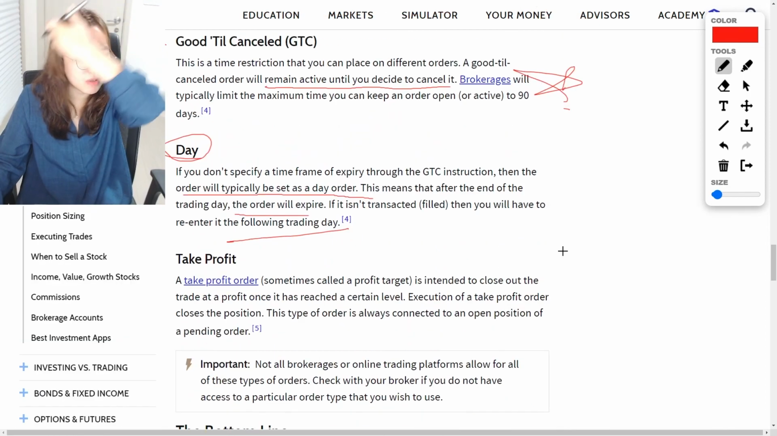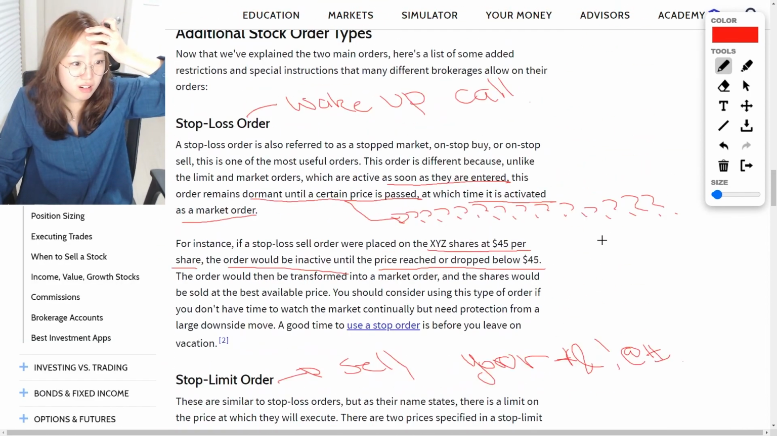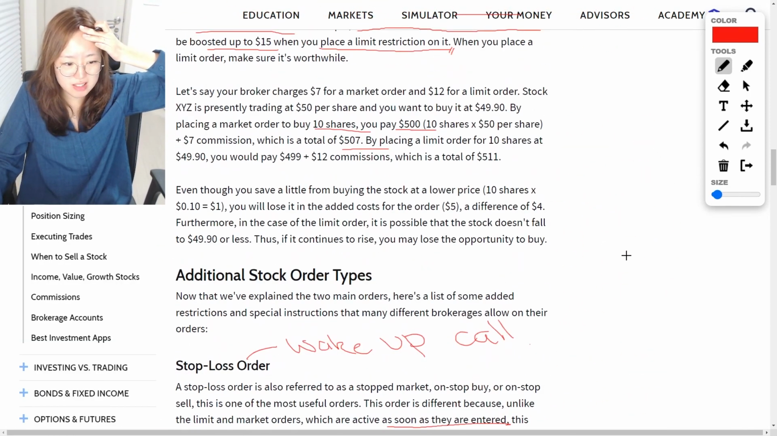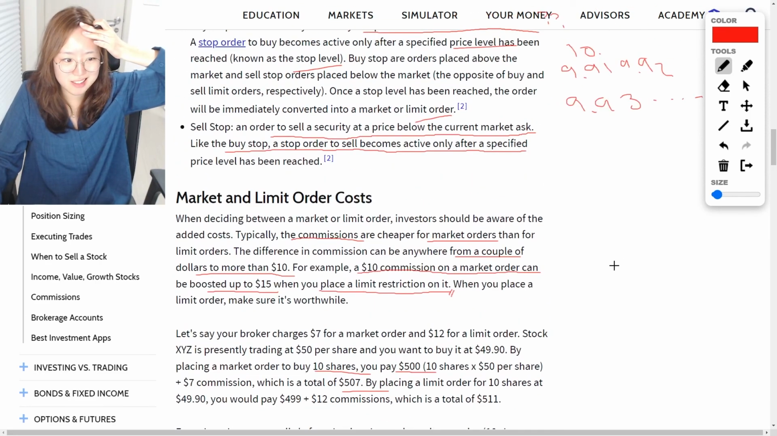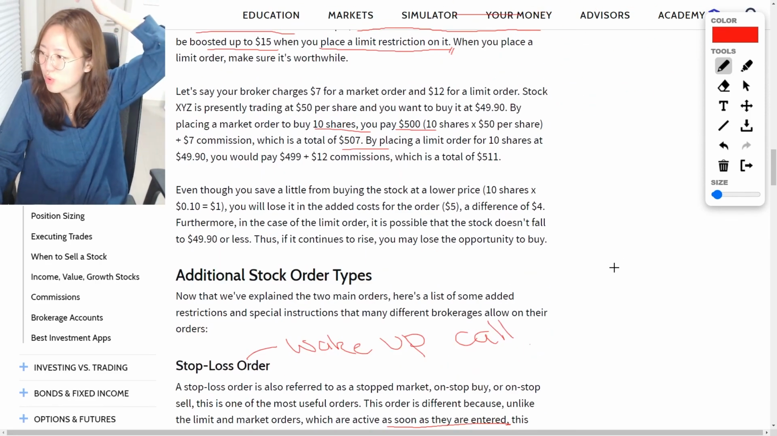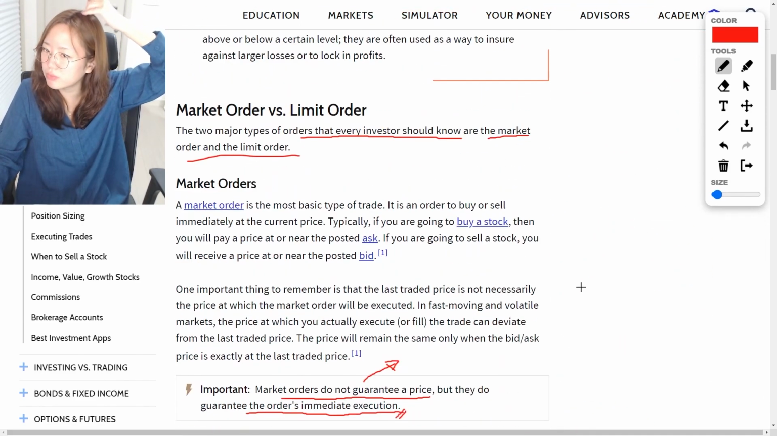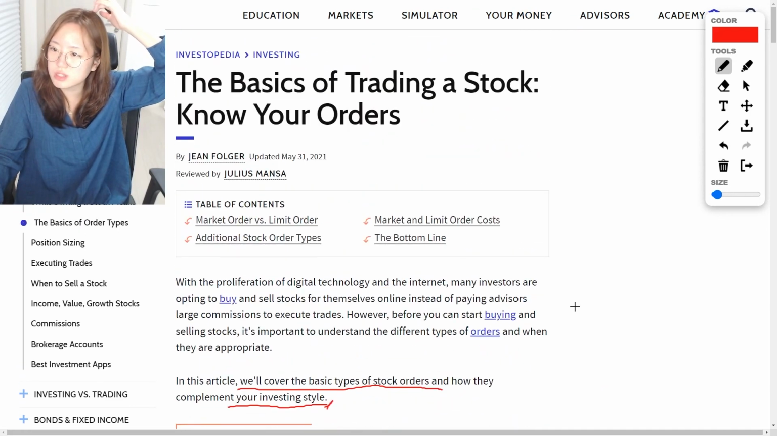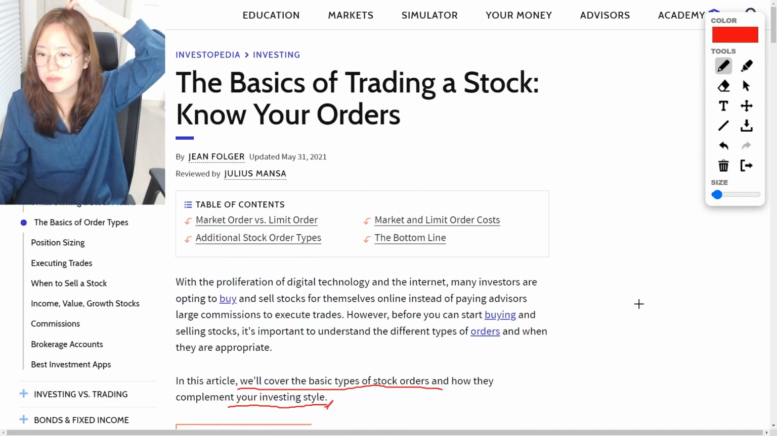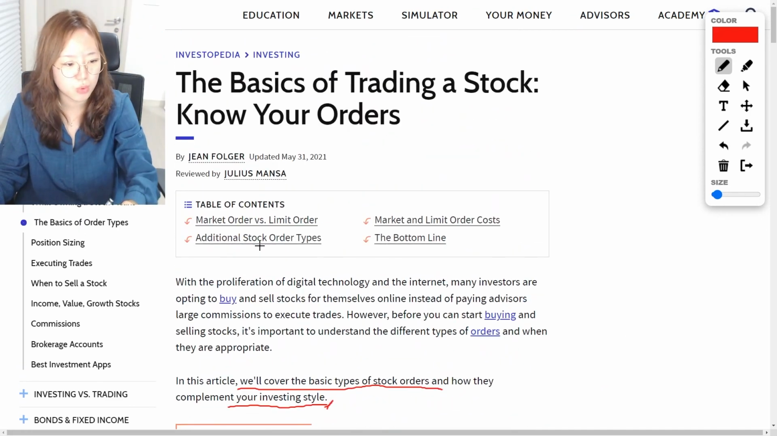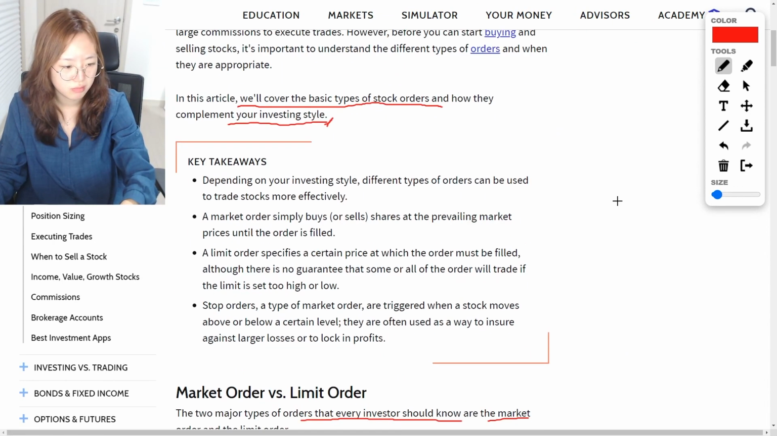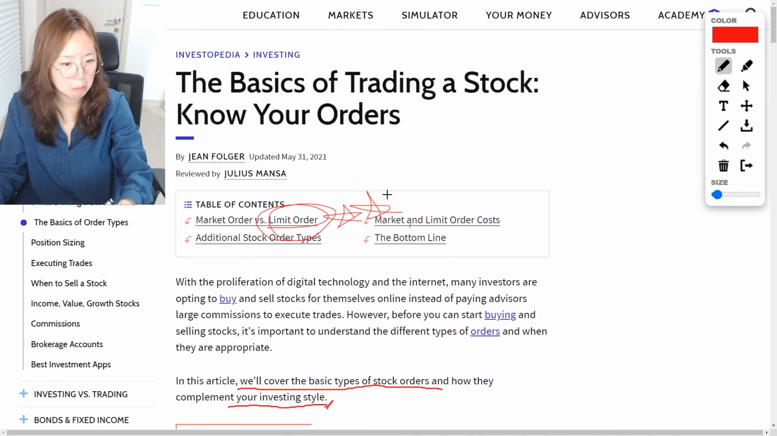I didn't know there were that many orders. So actually, a lot of these stock order types are used more for day traders or short-term traders, but I feel like long-term investors use these too. I think personally for me, I will do mostly limit orders. Other than that, I think that's all.